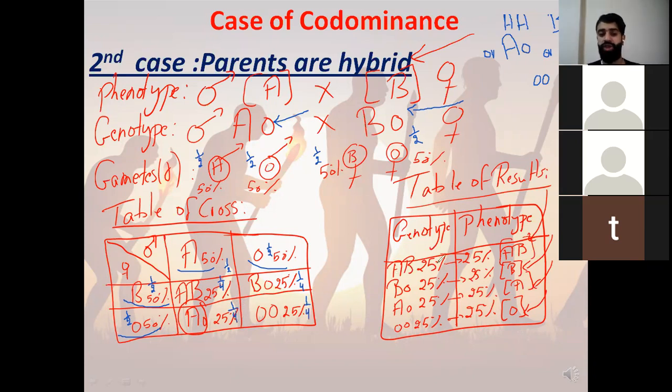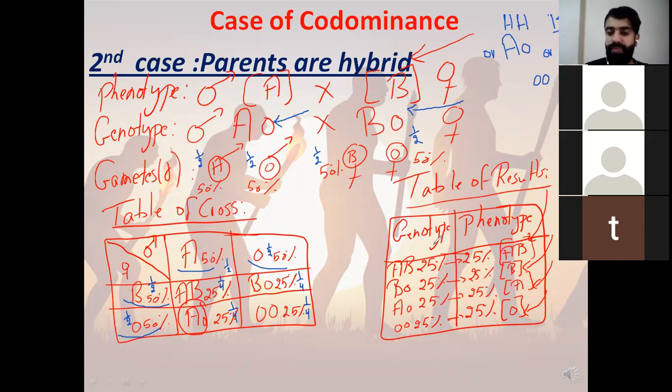Moving now to the genotype. We have AB, 25%. So 25%, they are what? They are having blood group AB. BO, B is dominant, so 25% have blood group B. AO, 25%, so 25% have blood group A. And OO, 25%, so 25% have blood group O.